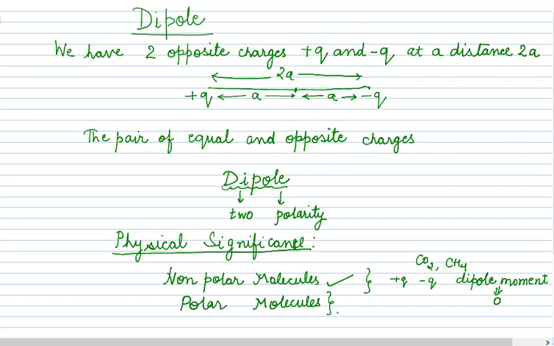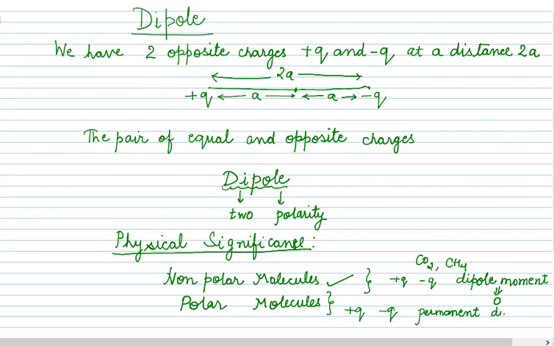Now come to the polar molecules. What happens in the polar molecules? The centers of positive and negative charges, that means if we have two charges, plus q and minus q, the centers of these two charges do not lie at the same place. That means the centers do not coincide, and as a result they have a permanent electric dipole moment.